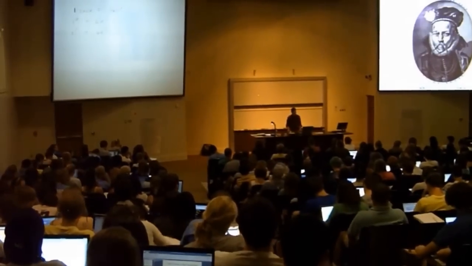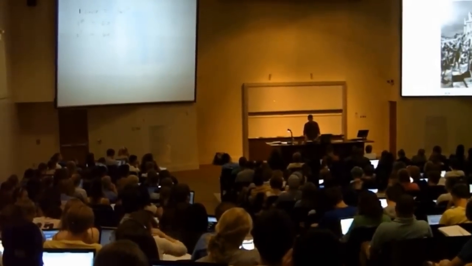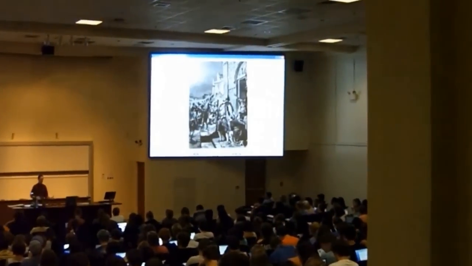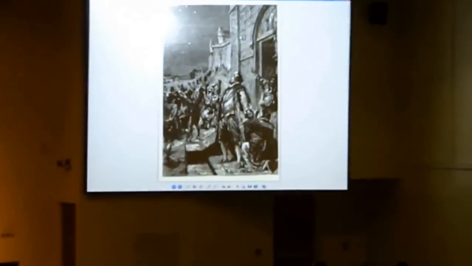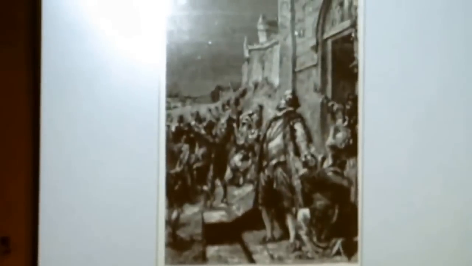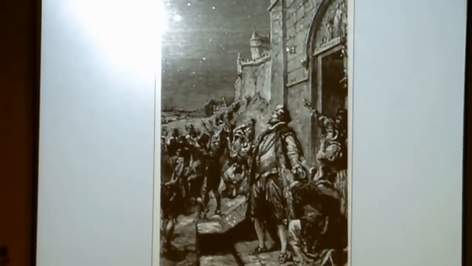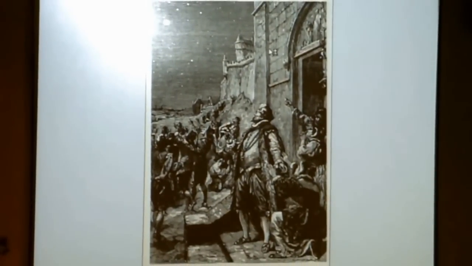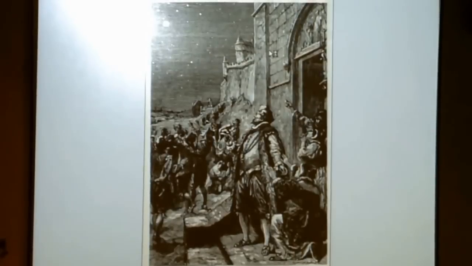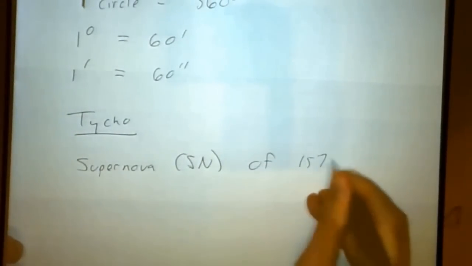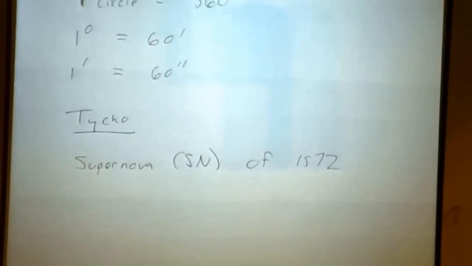Okay, let's go back to his work as an astronomer. Three major bodies of work, three major discoveries. Well, two are discoveries. One is a major body of work that made use of his precise measurements. And the first one, all under Tycho, is the supernova (SN) of 1572, also known as Tycho's supernova.